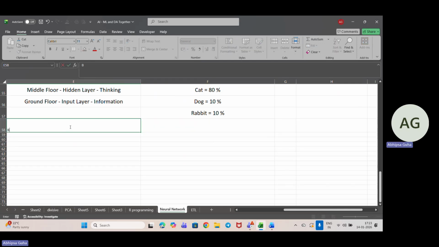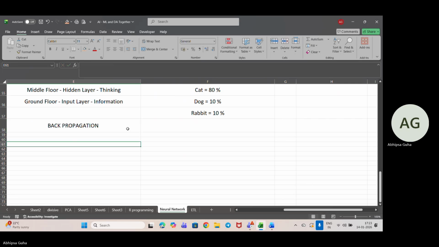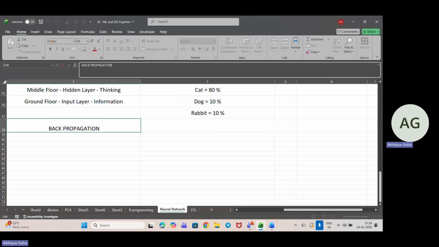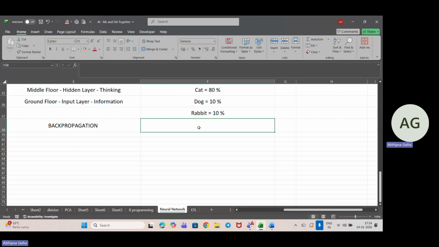Now let's discuss back propagation. Okay. So back propagation is basically a single word. There is no space in between. So back propagation means learning from mistakes and fixing them. Okay. Learning from mistakes and fixing them.